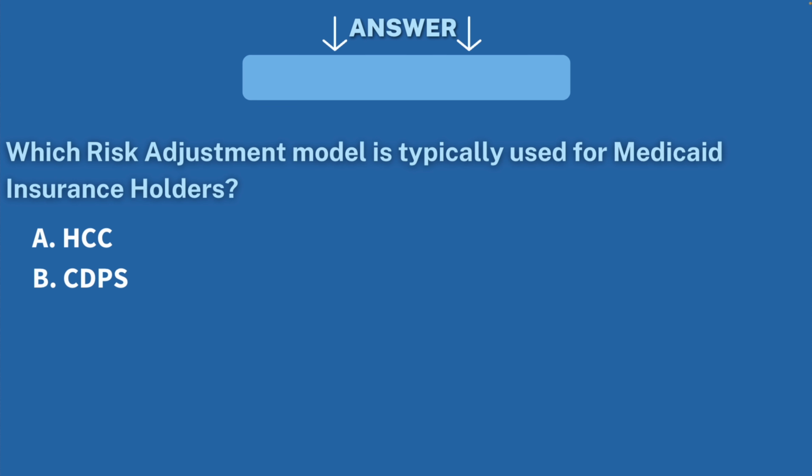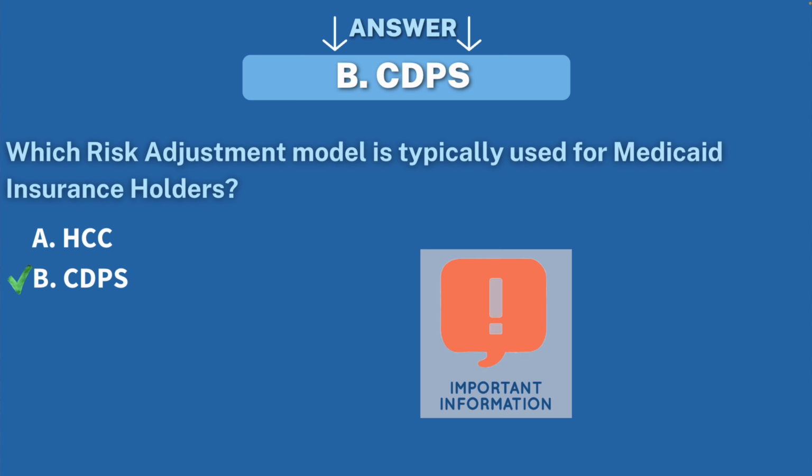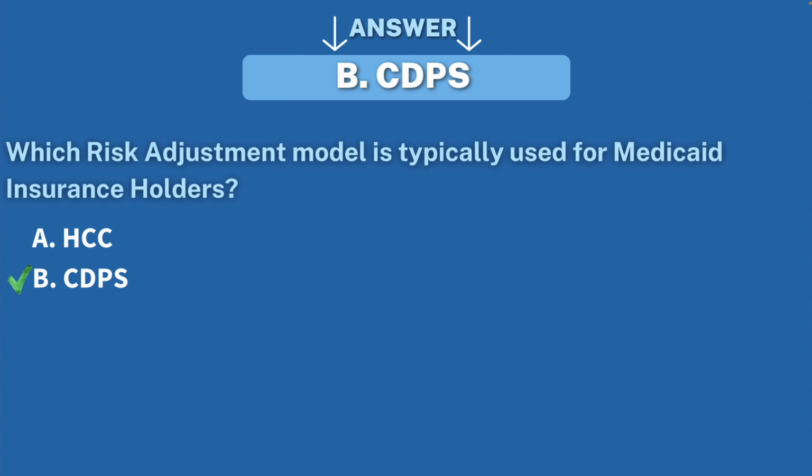Which risk adjustment model is typically used for Medicaid insurance holders? And the answer is B, CDPS. That is the model that you will be using if you are coding Medicaid charts. If you're coding Medicare charts, then you will be using the HCC model like we're using for all of our questions. I decided to have all of the questions that we are doing focused on the HCC risk adjustment model. I put this here to try to trip you guys up, but if you go over to Google and Google this, you will be able to find that answer. Let's move on.